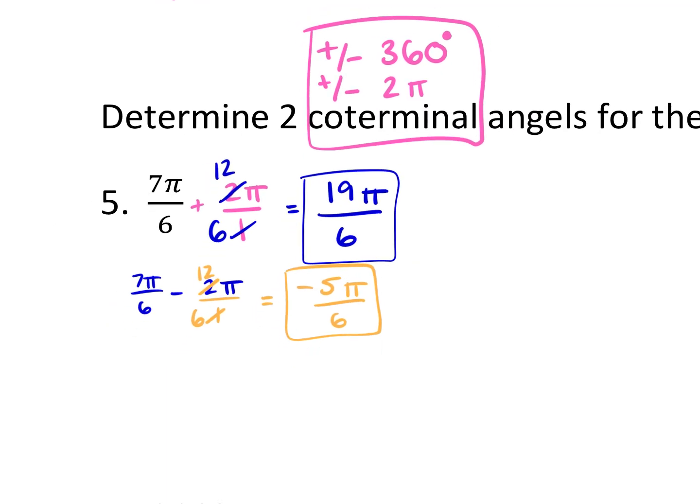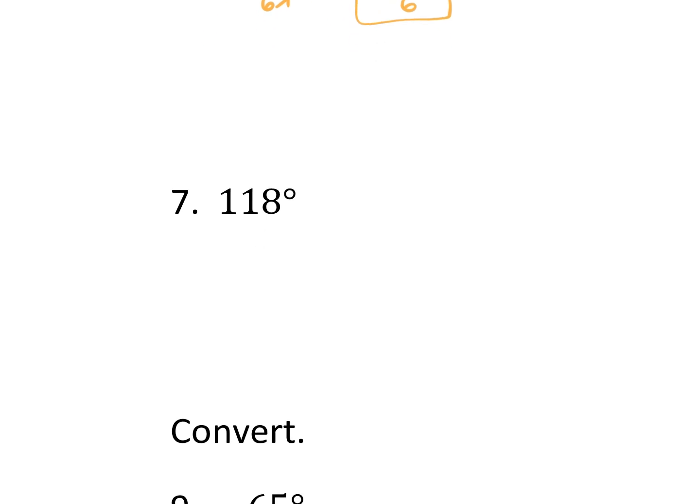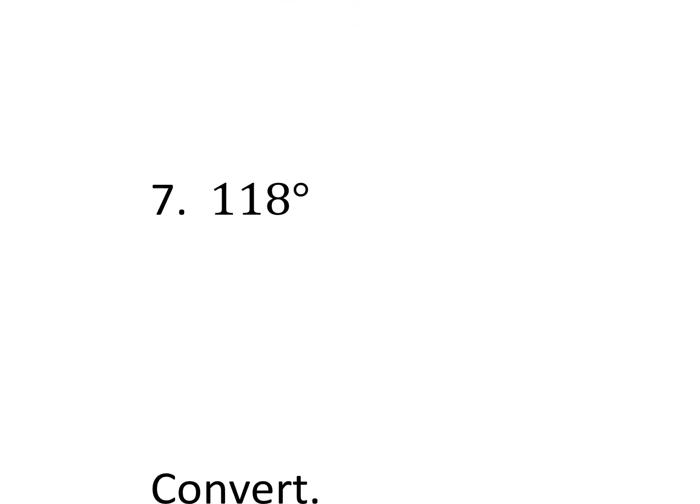So remember, you can add or subtract 2 pi as many times as you want. You can add 2 pi 5 times, and that would give you a coterminal angle. There's an infinite amount of correct answers here. So you just add or subtract 2 pi. What about if we were given degrees? What would we do to find a coterminal angle?